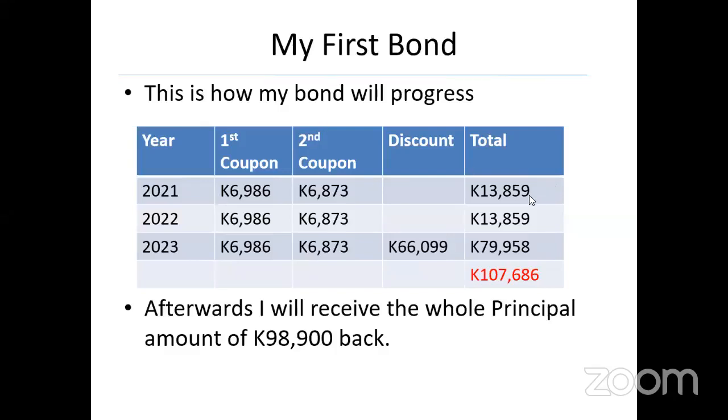Every year, I'm expected to receive 13,859 in the first year. In the second year, I will receive the same amount. But in the final year, I will receive my first coupon, the second coupon, and that discount amount I mentioned that was on the award notice. And I'll get back the 98,000 as well. So just from the coupons and the discount alone, that is how much has been generated.